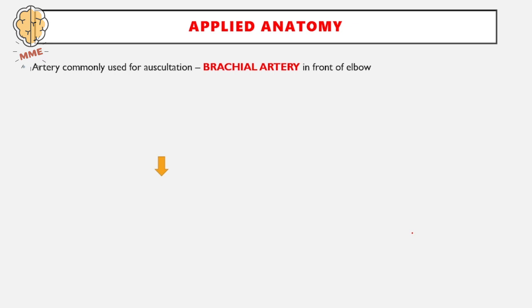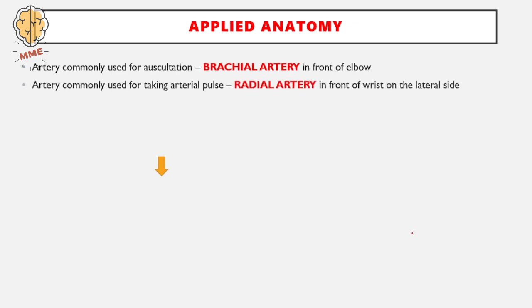taught that the brachial artery lies on the medial side of the biceps tendon. And how to feel that pulsation: you need to flex your elbow and you will feel the tendon of biceps. Medial to that you will find the brachial artery. Brachial artery pulsation is usually taken for the blood pressure measurement.